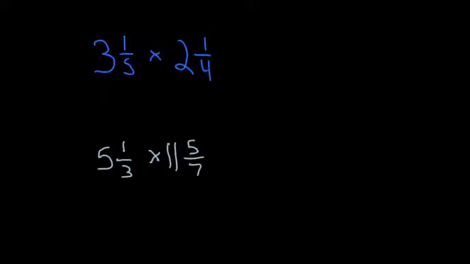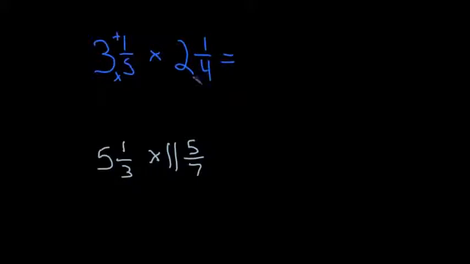Alright, so now I'm going to multiply mixed numbers. So I have 3 1/5 times 2 1/4. And when you multiply fractions, the best way to do it is to make them improper fractions. You can do it without improper fractions, but you're going to be multiplying 4 times. And I don't think you really want to do that. I can show you that if you really want to in another video, but for right now, we're just going to make them improper fractions.